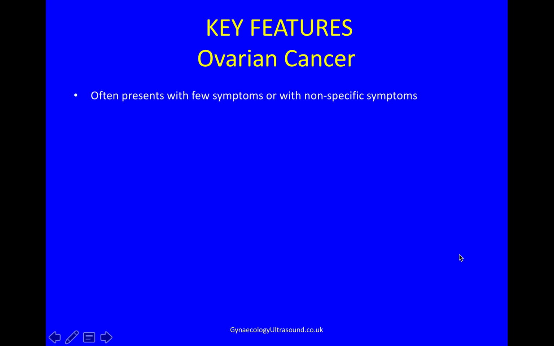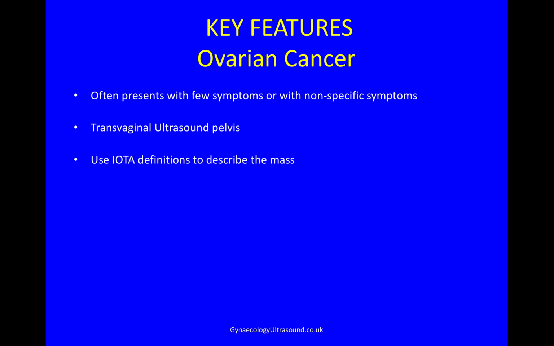The key features of ovarian cancer are that it often presents with few symptoms or with non-specific symptoms. You must do a transvaginal ultrasound of the pelvis. Then use IOTA definitions to describe the mass. Then use simple descriptors or simple rules where possible.